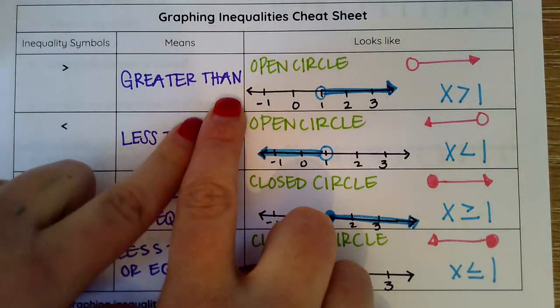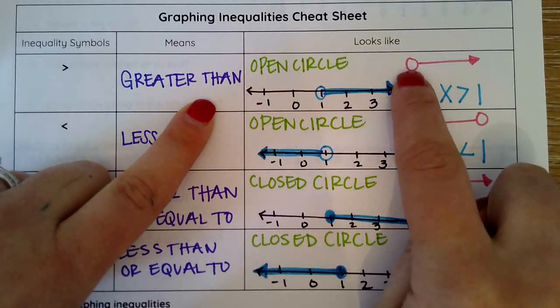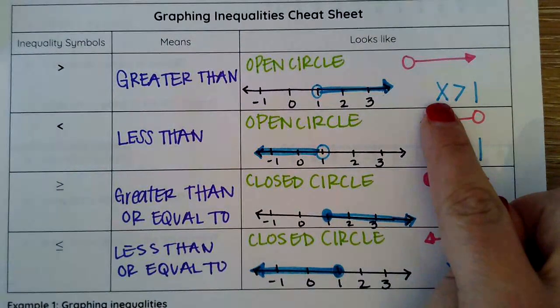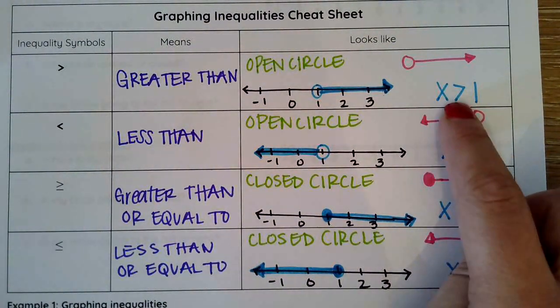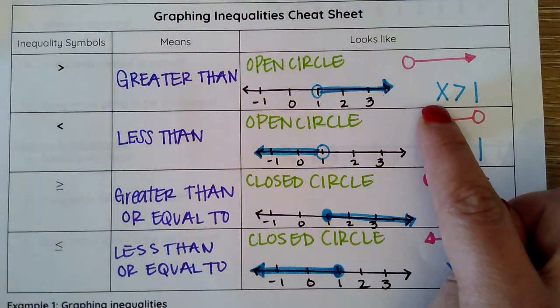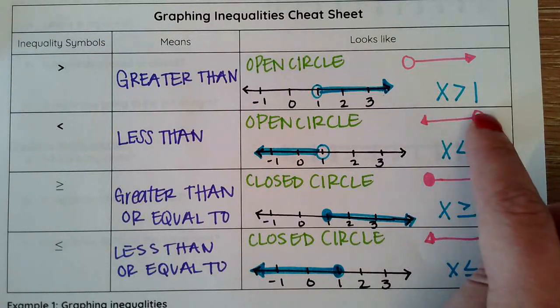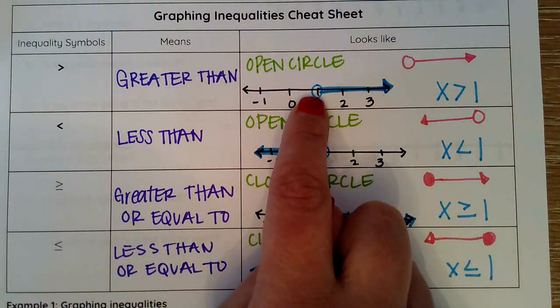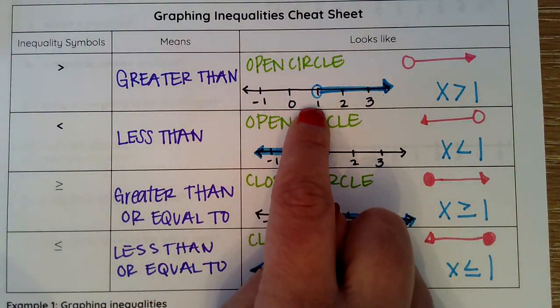When I have a greater than, I'm going to have an open circle and it's going to go to the right. For example, if I have the inequality x is greater than 1, that means that x can be anything larger than 1. However, it cannot be 1. 1 is not part of our solution set, although that is where we will begin. So we put an open circle on 1 to start our solution set.